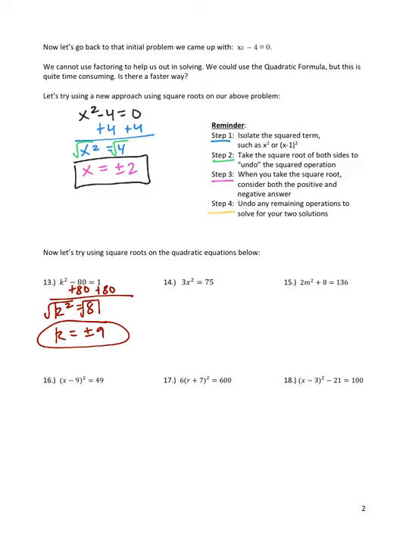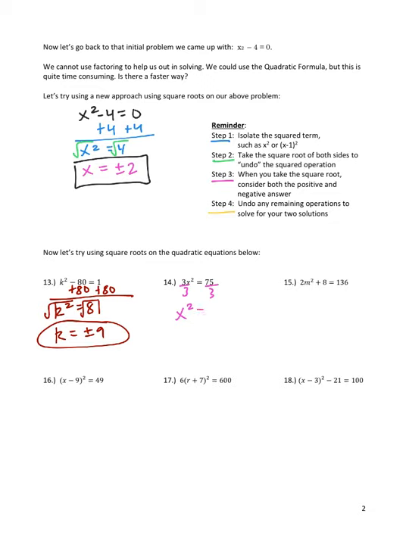Let's go ahead and look at 14. How do we isolate our variable squared? How do we isolate x squared? We're not adding or subtracting anything. We're actually going to divide, because it's 3 times x squared.